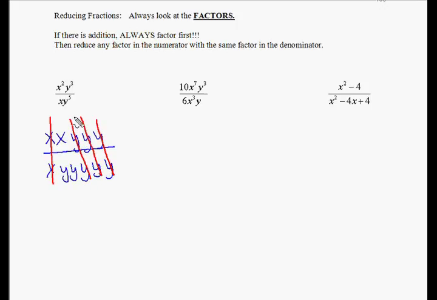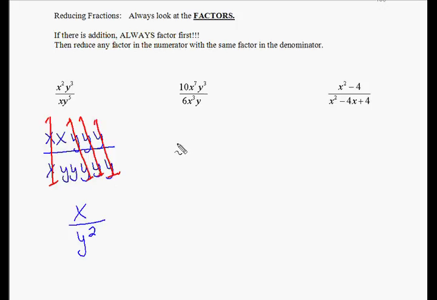Now when I'm crossing these out, I'm saying that y divides into y once. So these big lines are like big fancy ones. And so if I wanted to write back what was in the numerator, the only thing not crossed out is x, and the only thing in the denominator is y squared. So that's how you go about reducing fractions.